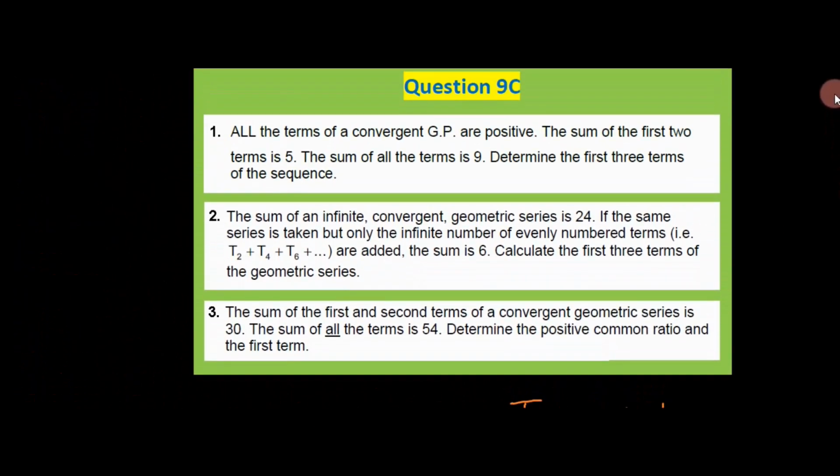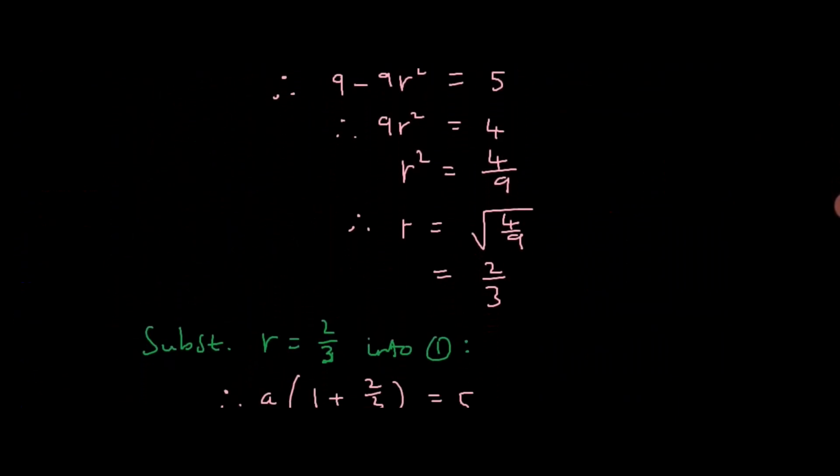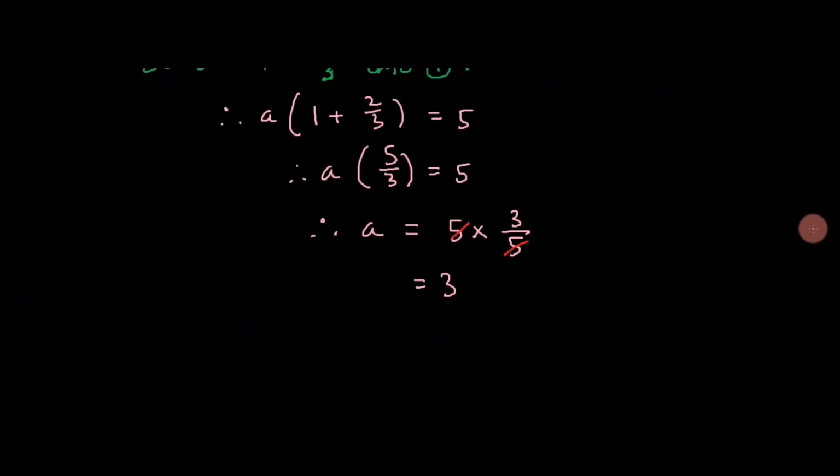Now, we needed to write down the first 3 terms. So that will be easy now. Our GP will be a, which is 3. R is 2/3, so we multiply 3 by 2/3 to get 2. Then we multiply 2 by 2/3 to get 4 over 3. So then these are the first 3 terms of this infinite geometric progression.